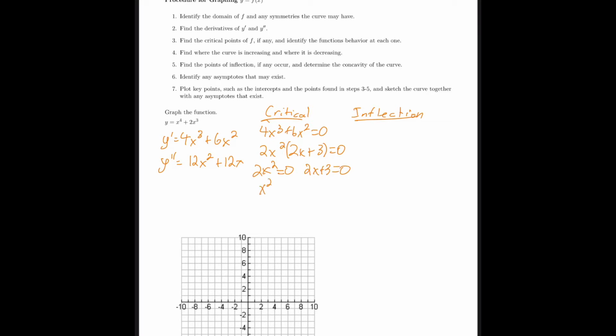Oops, sorry, I didn't factor out the 2 on the first term there. So it's 2x plus 3. Set those both equal to 0, and you're going to get x squared equals 0, so x equals 0, and subtract the 3, so 2x equals negative 3, divide by 2 to get x equals negative 3 halves.